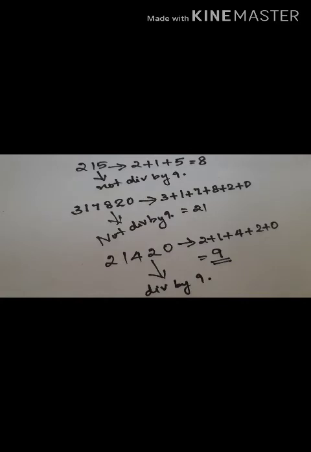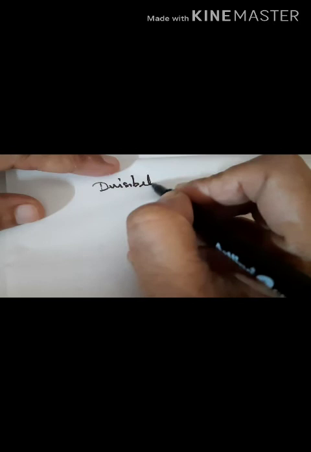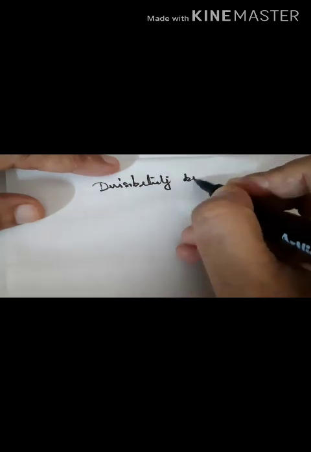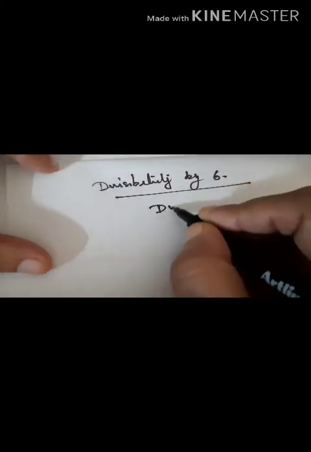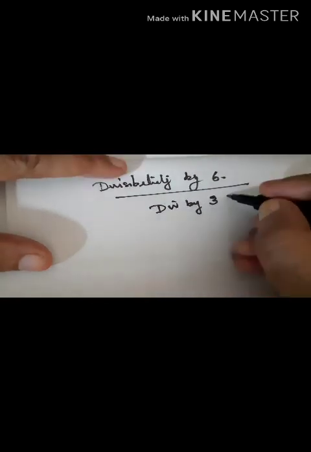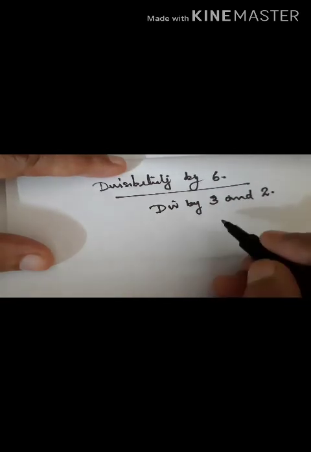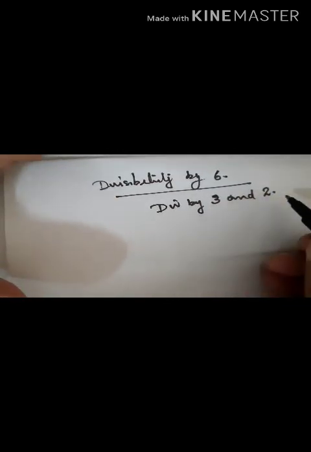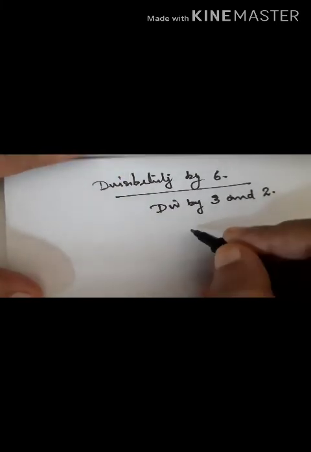Clear? Now next is divisibility by 6. To know whether a given number is divisible by 6, it should be divisible by 3 and 2. If a number is divisible by both 3 and 2, then you can say that it is divisible by 6. Now see a number.